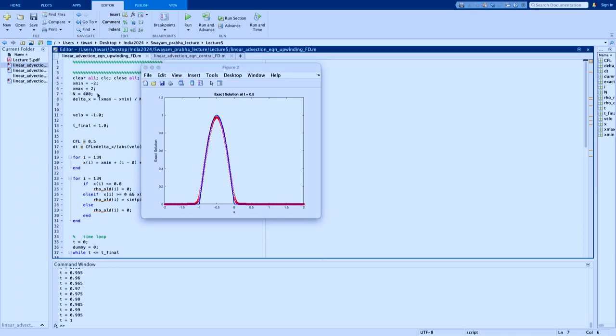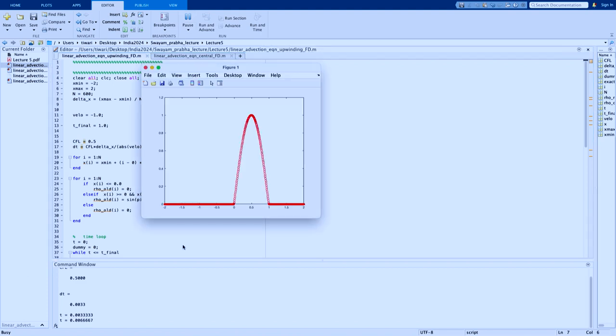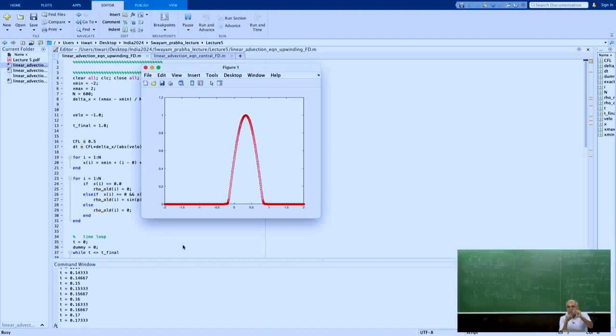So let us make it a little bit more, 800 or 600 points. We still have a little bit of difference, because when the time is longer, the numerical and exact solutions differ a little, since we accumulate the error. At t equal to 0.5 it was almost the same, but at t equal to 1 we saw a little discrepancy. Now I have increased from 400 to 600, so the discrepancy on the top should be smaller.